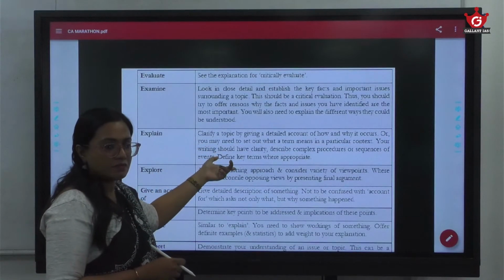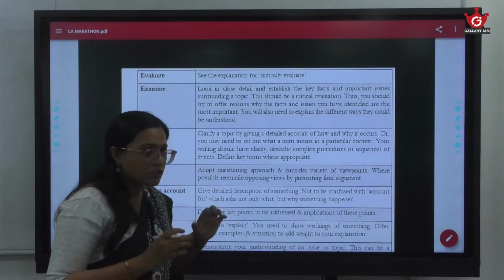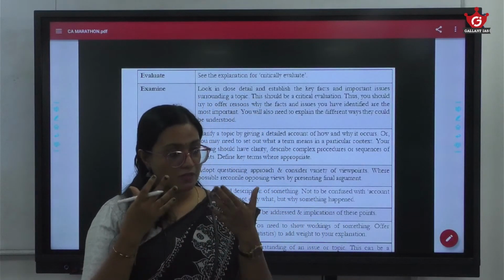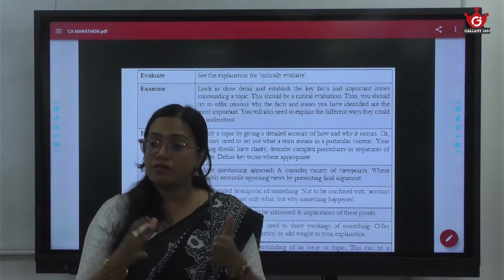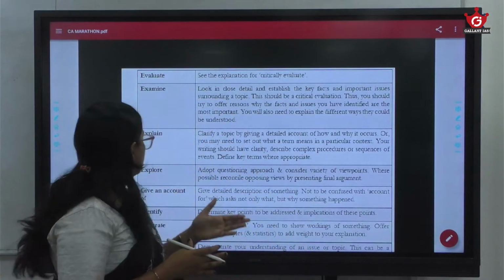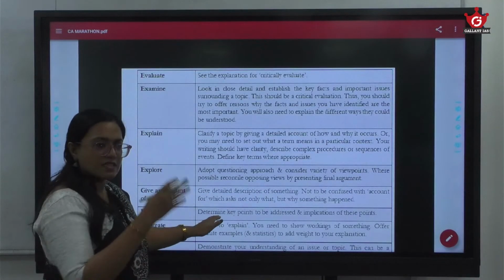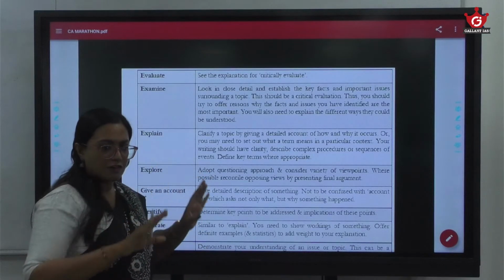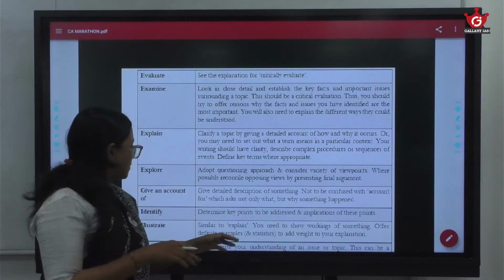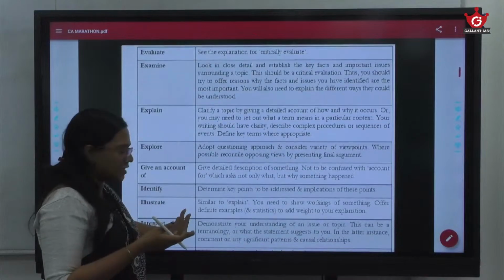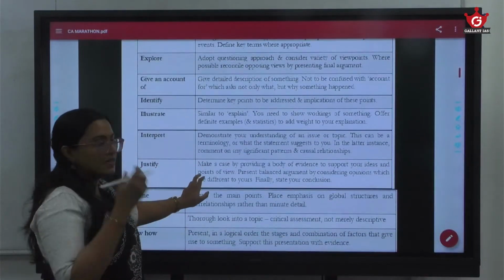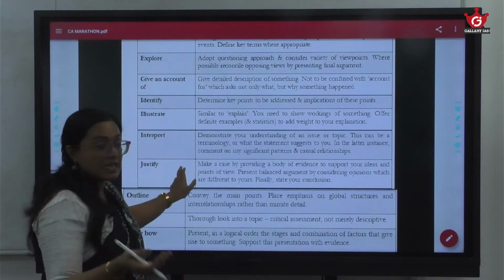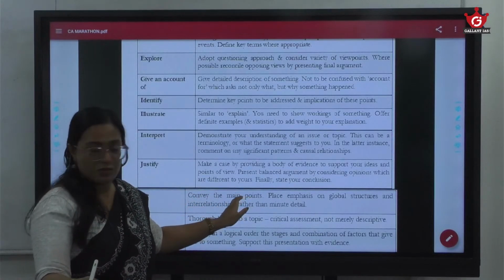Examine, just analyze. You are looking at it at a closer level. So it should be multidimensional. You should look at the issue, look at the problem from all the angles. That's how you write an exam question. Explain, explore, give an account of, all these are detailed. As the name suggests, give an account is just a peripheral form. You don't have to go in depth to the question. Identify, illustrate is as well explained with examples. Interpret is what? Demonstrate your analysis or your idea of that topic. That is what interpret is, how you interpret that particular question.